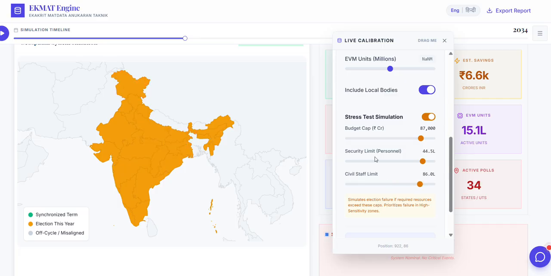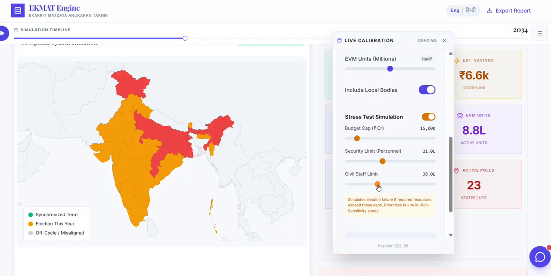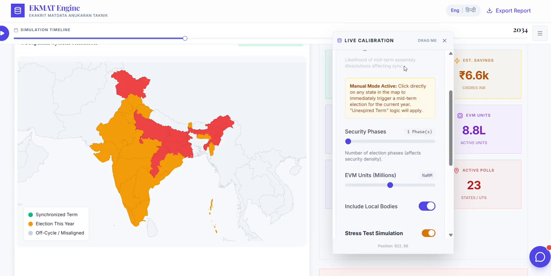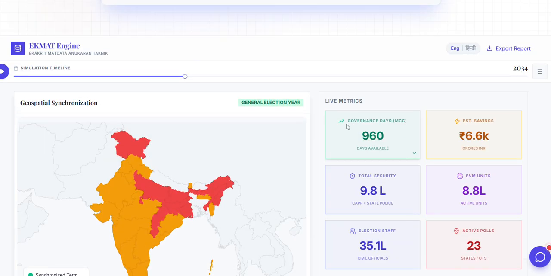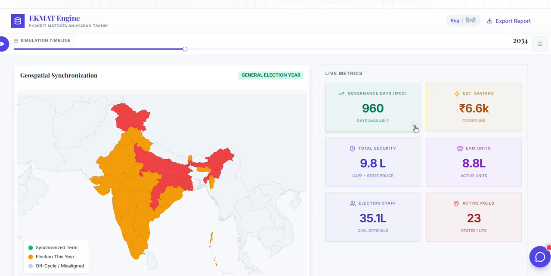Okay, so this is normal conditions, all the elections are happening without any issues. But suppose our budget goes below the permissible limit, or our security goes below the permissible limit, then as you can see, all the states where it is vulnerable, there we will face issues. If both things are there but there is no civil staff, then we will face issues in all the states. So we have covered all sectors, all test cases, like emergency, or if there is a government fall in between the terms, then the user can also simulate that and get data regarding that.